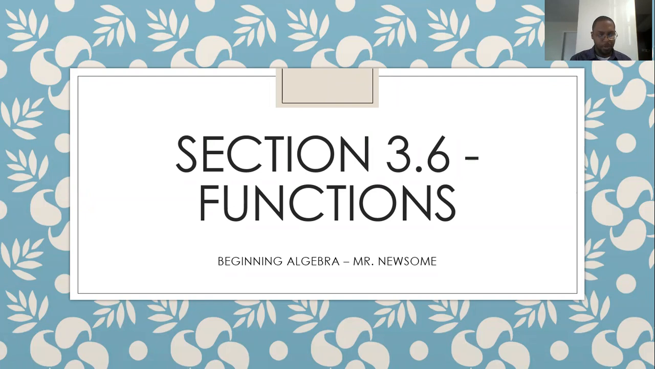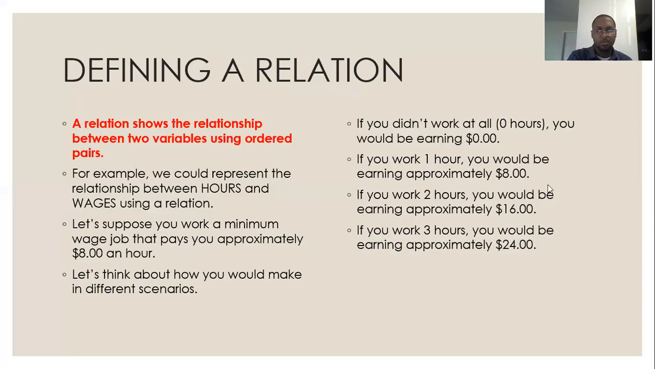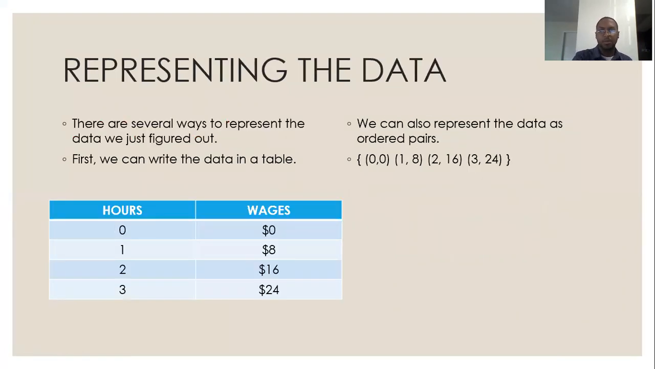Okay, so section 3.6 was all about functions. And what we said about functions was, start out with a relation. Basically, a relation is a set of ordered pairs. This is a relation right there. Now, each relation has an x and a y, an x and a y. That's what we said about it.